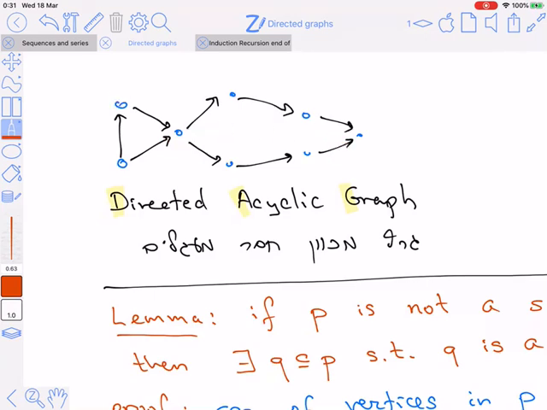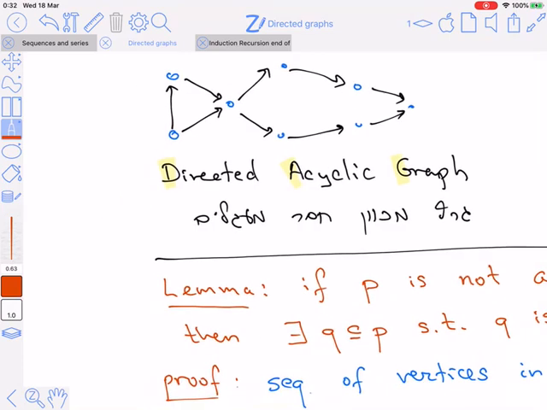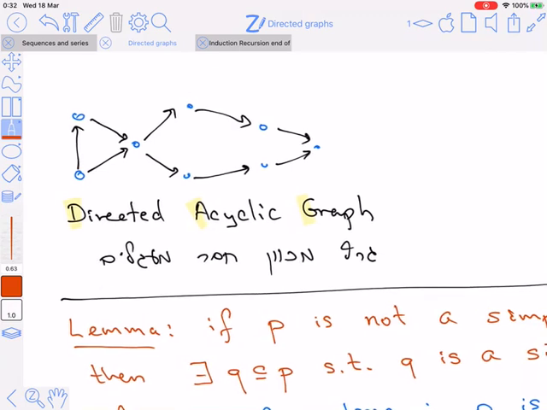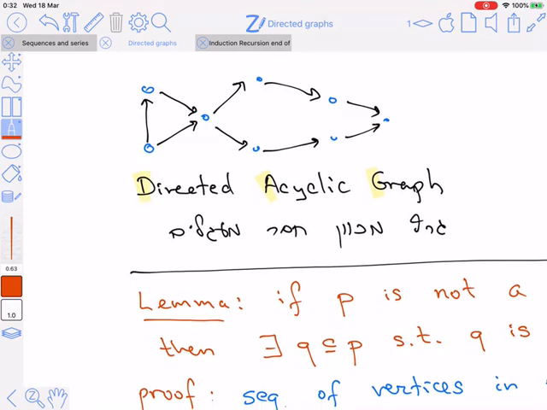So if there were a cycle, we would start somewhere, go to the right, and in order to close the cycle, we would have to go to the left. But no directed edge takes us to the left. And therefore, this graph is indeed acyclic. And it is a directed acyclic graph.